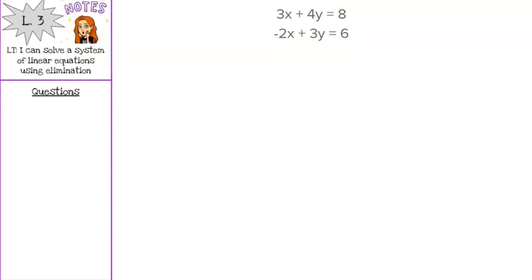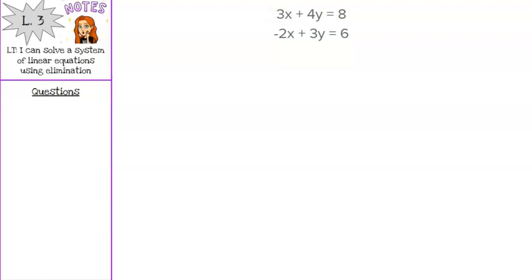So for this one, we have 3x and negative 2x, and we have 4y and 3y. So both of these, if we try to multiply the smaller number by a number, we wouldn't be able to get the larger number. So we have to multiply both equations in order to get opposites. So what I like to look for is, do I already have a positive and a negative? So here I have a positive 3 and a negative 2. So we already have one piece of that opposite.